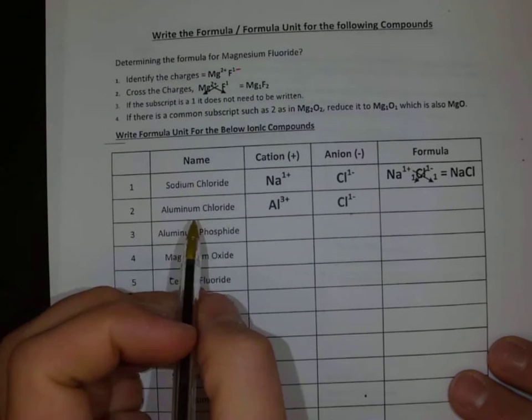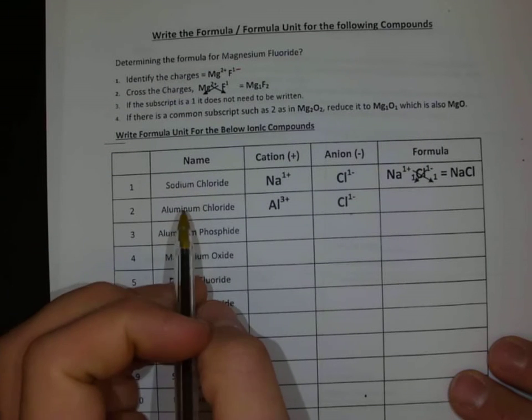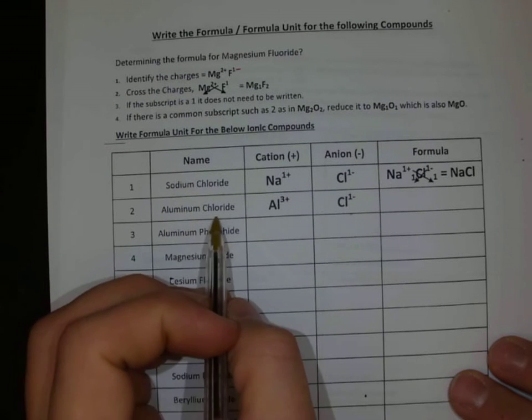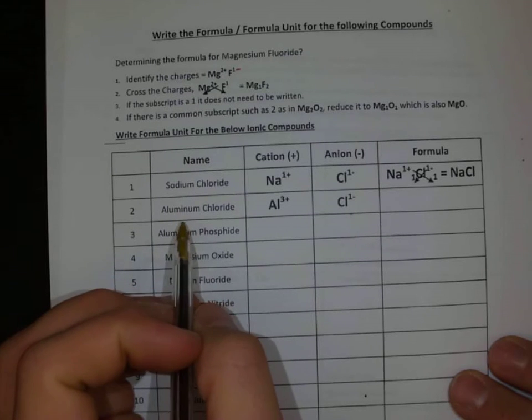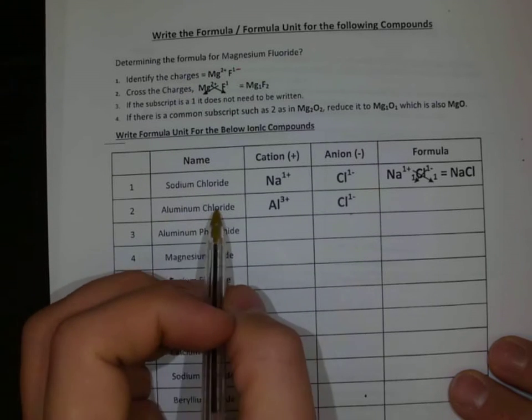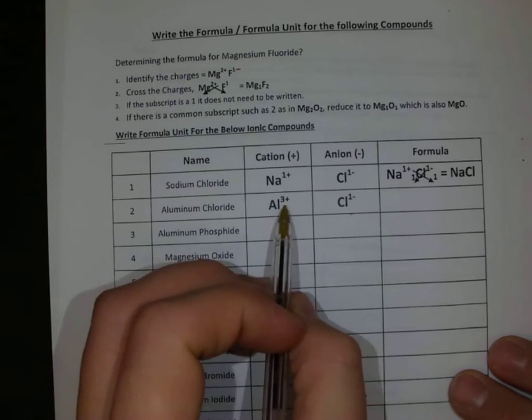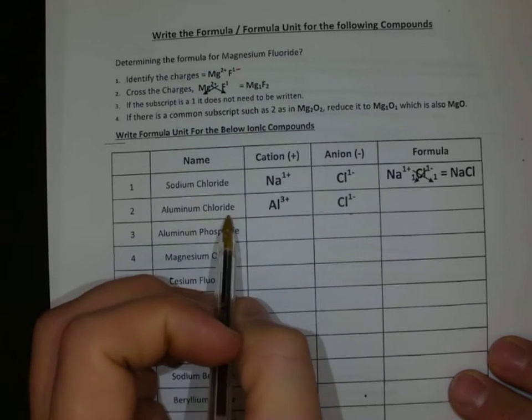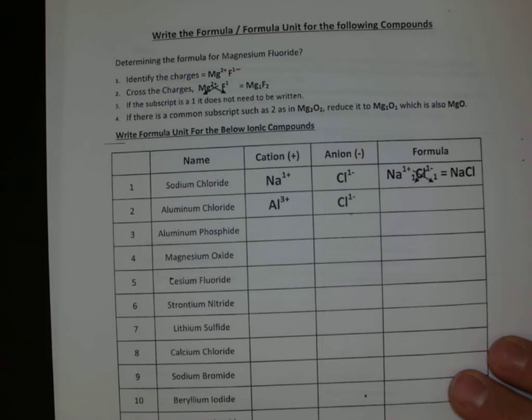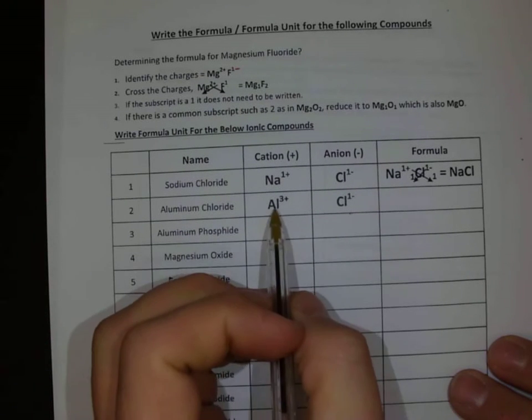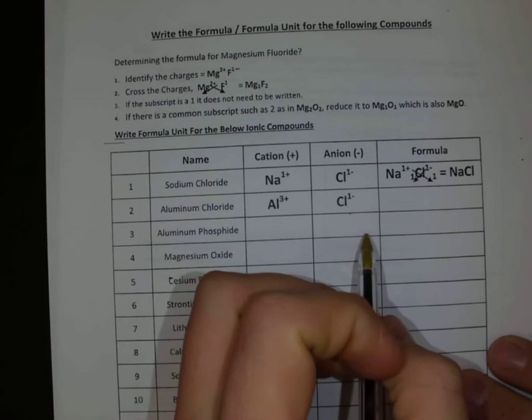If we go down here, we're going to see that I have aluminum chloride. Aluminum is in column 13, so it's going to want to become a 3+ charge. Chloride would be chlorine as an ion. Chlorine as an ion would have a 1- charge because it is in column 17, so it wants to gain 1 electron. We should have that from the previous page. So now I know that I have a 3+ and a 1-.